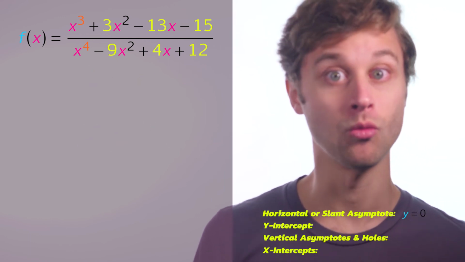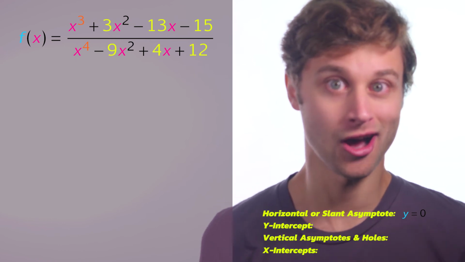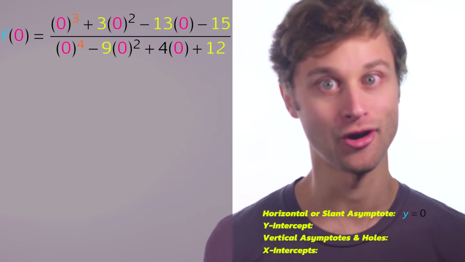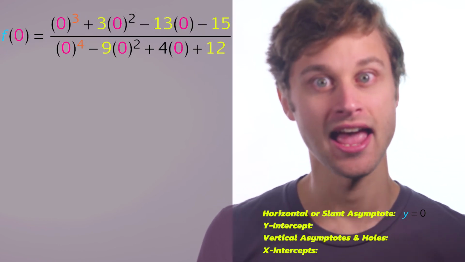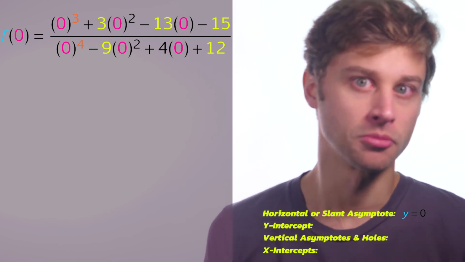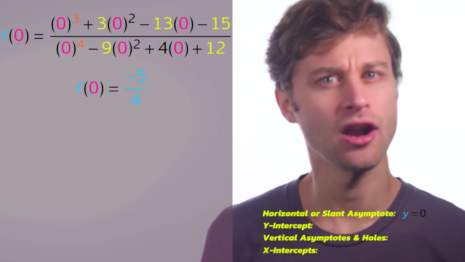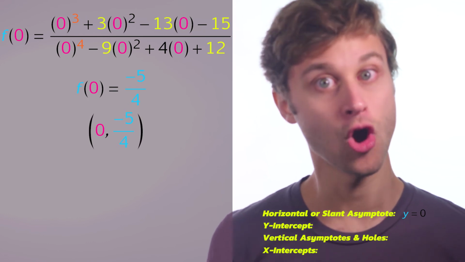Now let's try to find our y-intercept. This is pretty straightforward. All I need to do is plug in 0 wherever I see x in my rational function, and solve for the value of the function. Doing a little bit of math, boiling all that down, I get a y-intercept of -5/4.